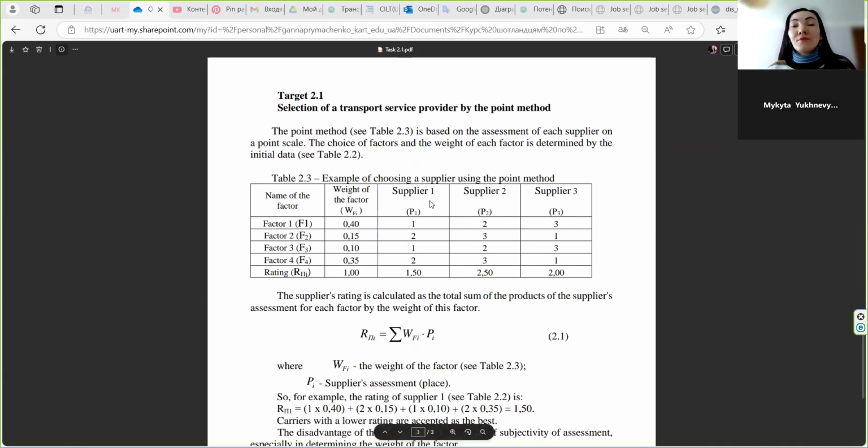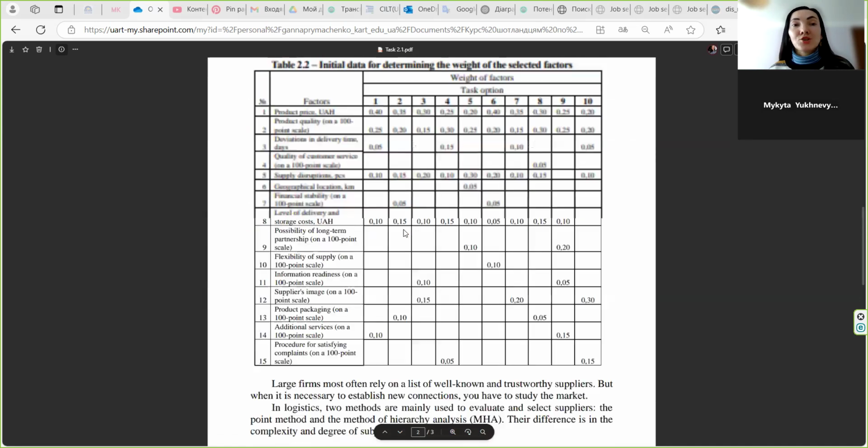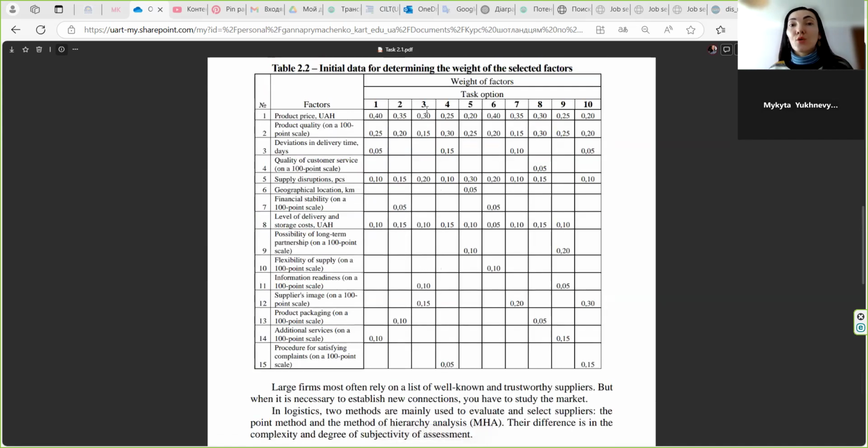So now we have 10 suppliers of the transport process, and we need to use every one of our factors and put a task for every supplier. The first factor for every variant is product price. So product price is important for us. We understand that for every company, for every variant, it is important. For some variants, it is more important. For other variants, it is less important.